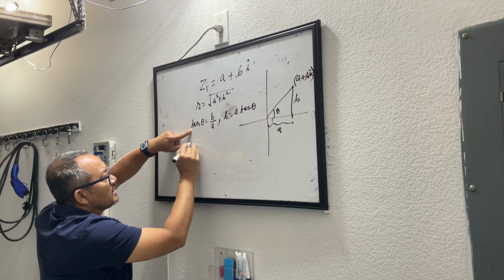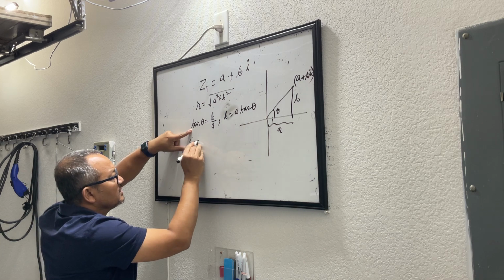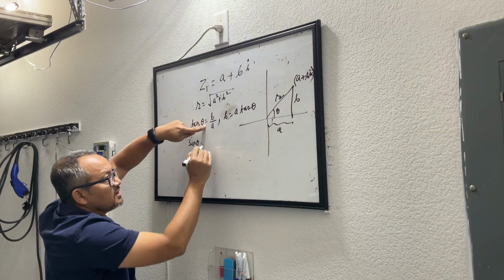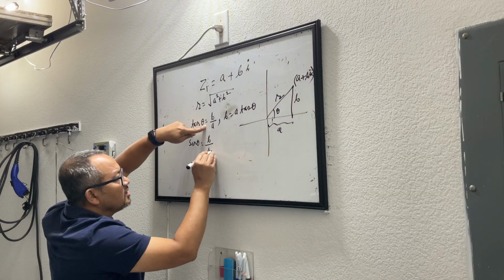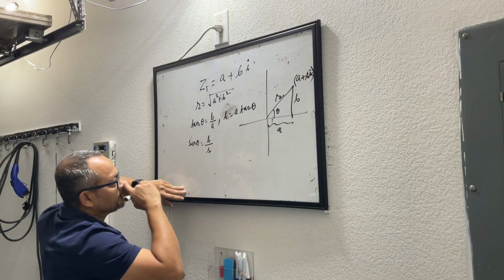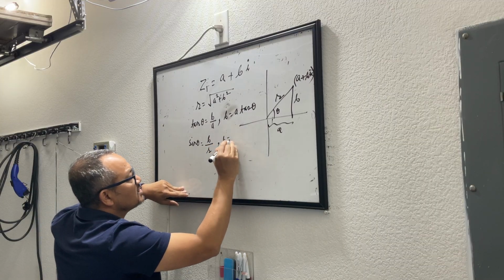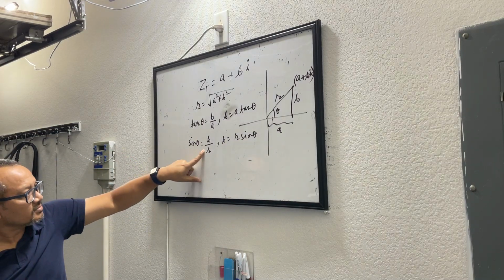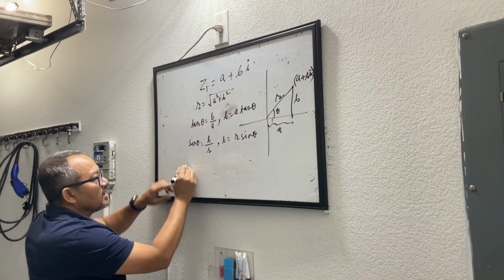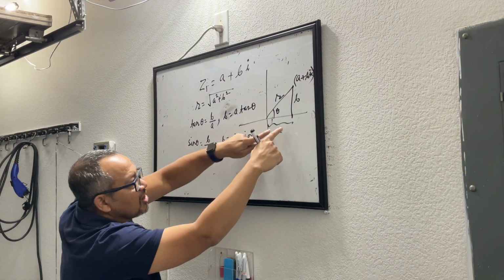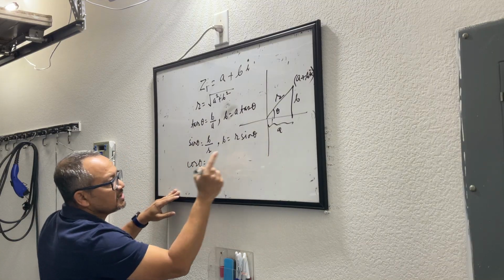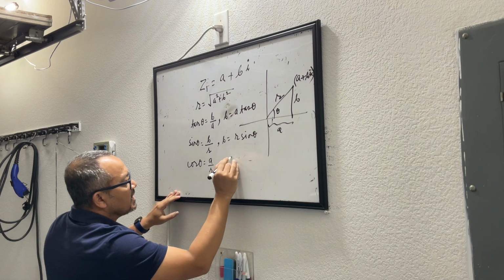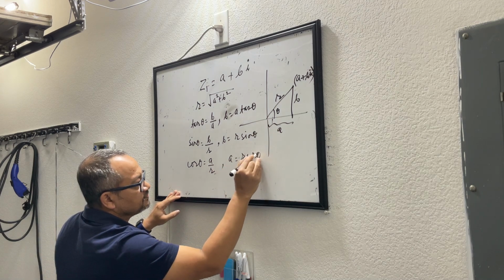Similarly, if I say sine of theta, that will be b over r. This is my r, which is square root of this thing. So b over r, or I can say b equals r sine theta also. Okay. Now let's look at cos of theta. So cos of theta equals a over r. That means a will be equal to r cos theta.